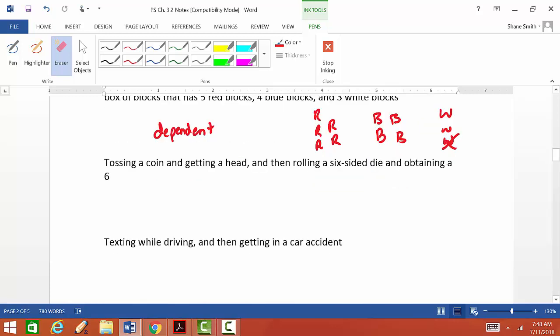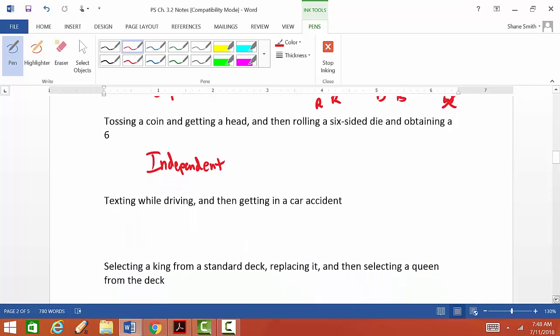What about tossing a coin, getting a head, and then rolling a 6-sided die and obtaining a 6? So if I toss a coin and get a head, and roll a 6-sided die and obtain a 6, that is independent, right? Because why would the coin toss affect the die roll? They wouldn't. They're independent of each other.